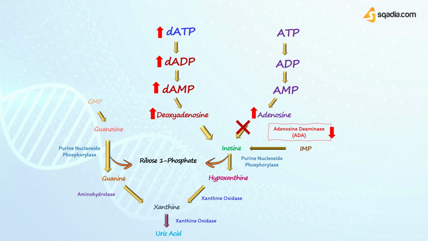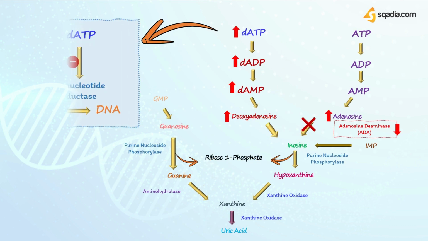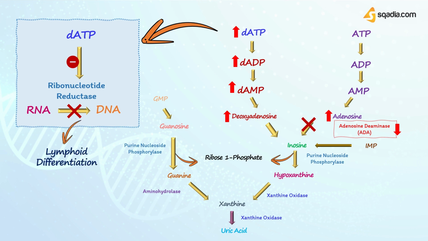Now, what does this dATP usually do? Well, it serves to inhibit ribonucleotide reductase. So, ribonucleotides are not reduced to deoxyribonucleotides. Hence, DNA cannot be synthesized. Now, this defective DNA synthesis results in deficient lymphoid differentiation and results in dysfunctional T and B cells.